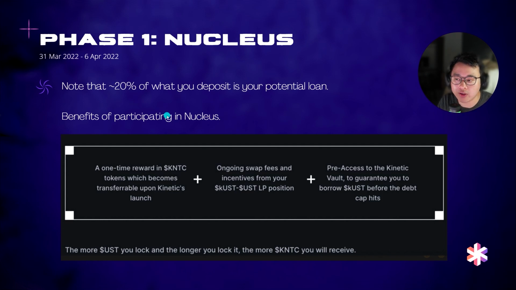And one of the benefits of participating in Nucleus, apart from just the one-time KNTC token airdrop, you also get ongoing swap fees from the KUST UST LP position as well as incentives, because they're gonna take your lock drop, which is in UST, and then swap into KUST, or more like they will mint KUST out of that, and then that will be LP'd together. So that's one of the benefits as well. And then of course you get pre-access to the Kinetic Vault to guarantee that you can borrow KUST before the debt cap hits.